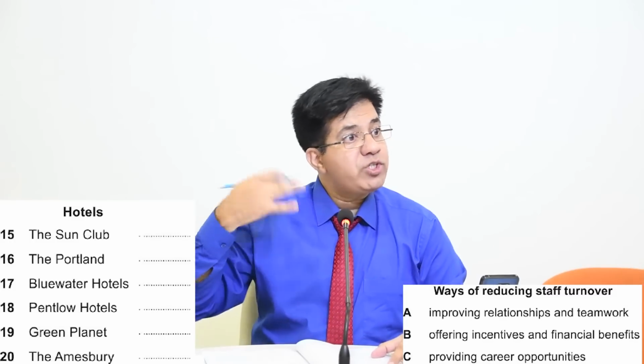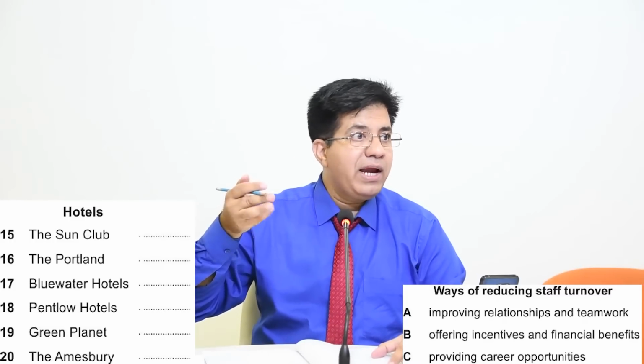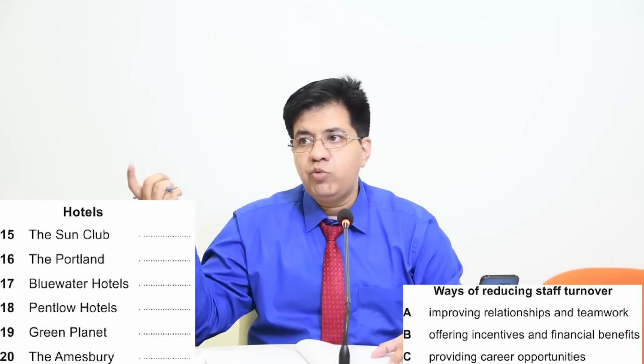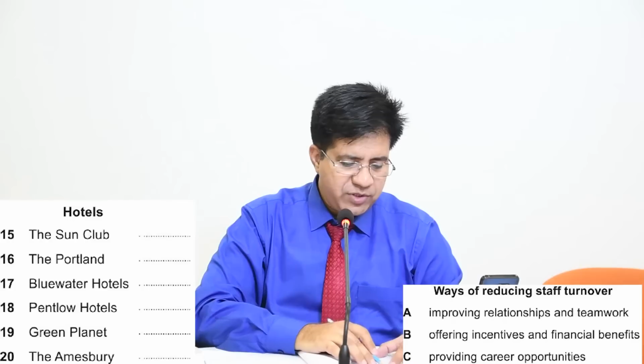So partners means they worked in a team, right? So A is the correct answer for question number 15. Now A can be used a second time also. Keep that in mind. There are only 3 options and 6 questions. So one option can be used 2 times, 3 times and all that. Question number 16, Portland.